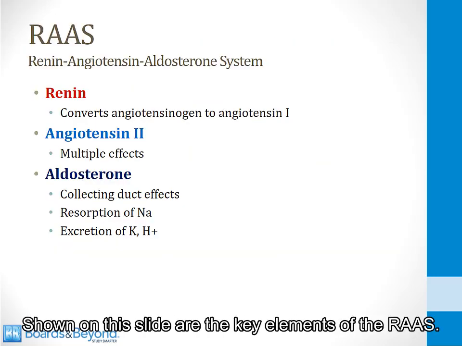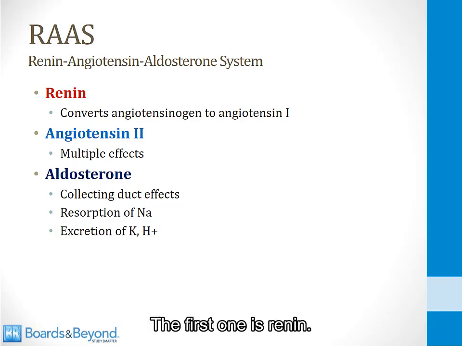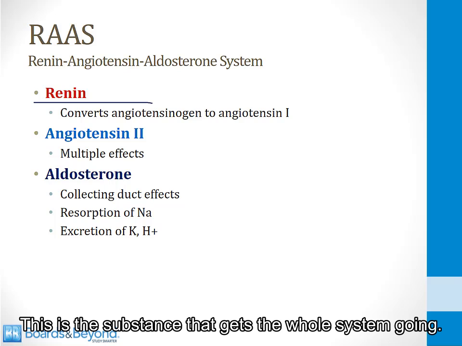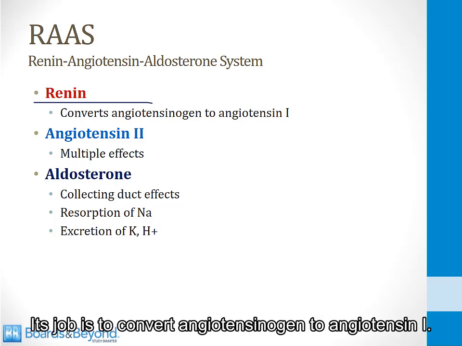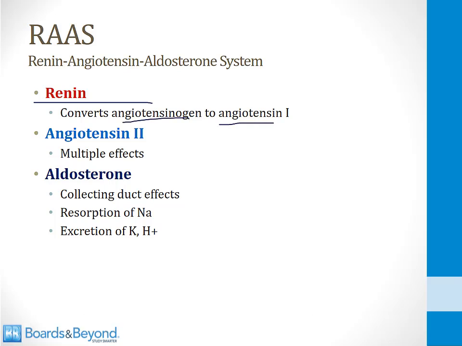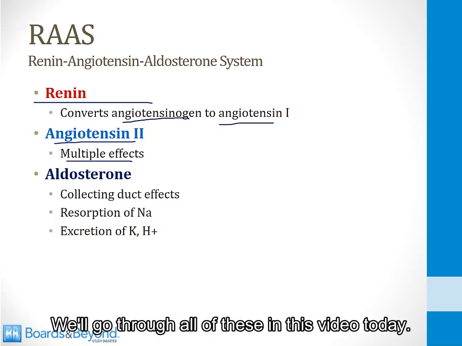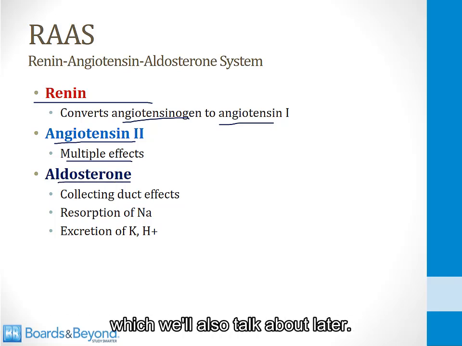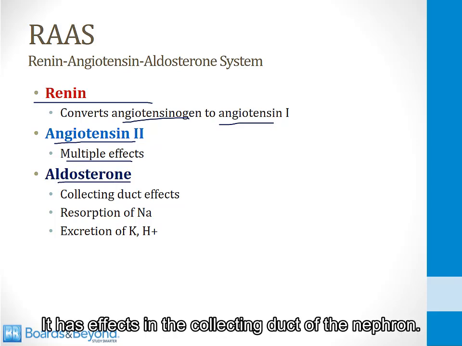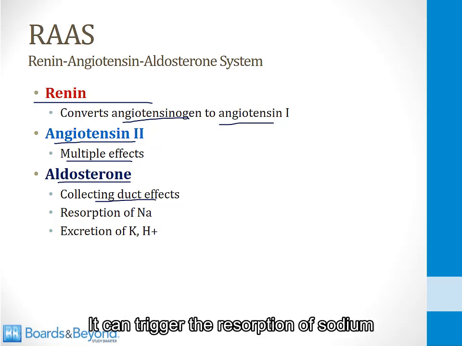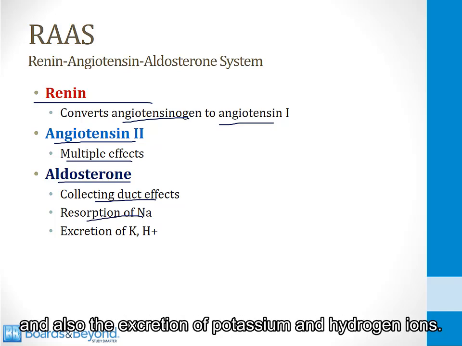Shown on this slide are the key elements of the RAS. The first one is renin. This is the substance that gets the whole system going. Its job is to convert angiotensinogen to angiotensin 1. Second element is angiotensin 2, which has multiple effects. We'll go through all of these in this video today. And the final substance is aldosterone, which we'll also talk about later. It has effects in the collecting duct of the nephron. It can trigger the resorption of sodium and also the excretion of potassium and hydrogen ions.